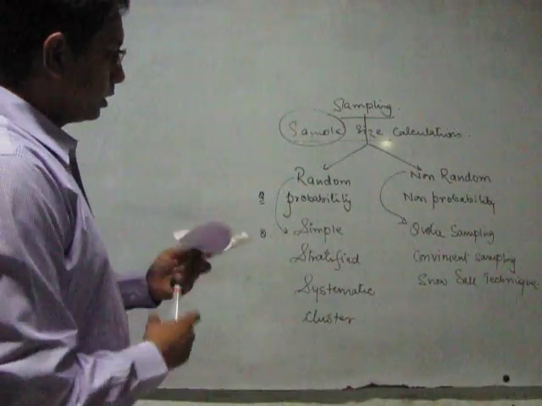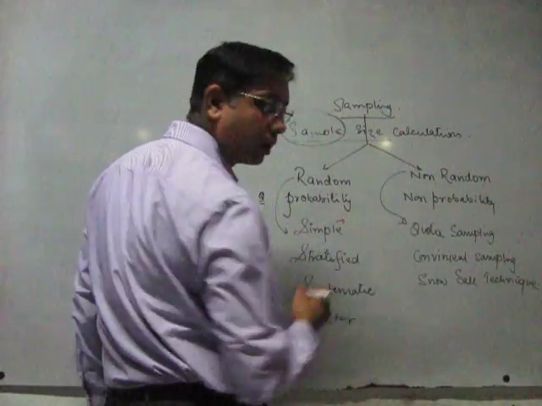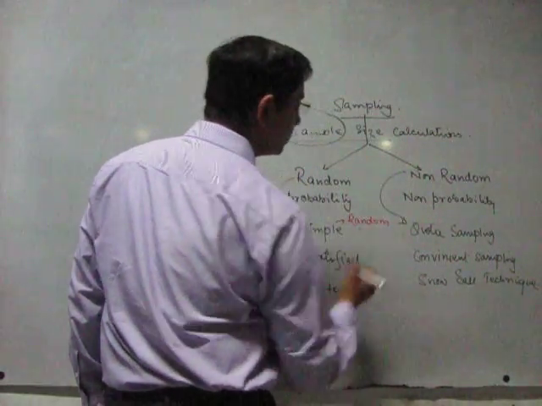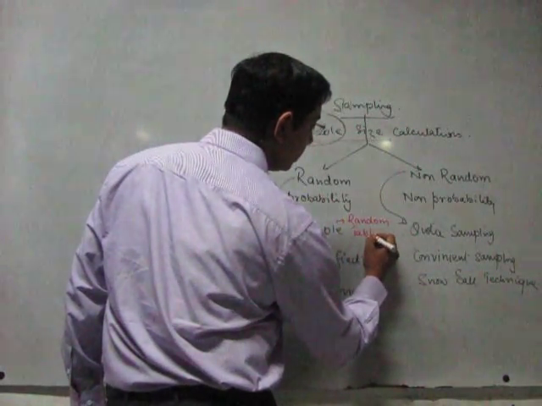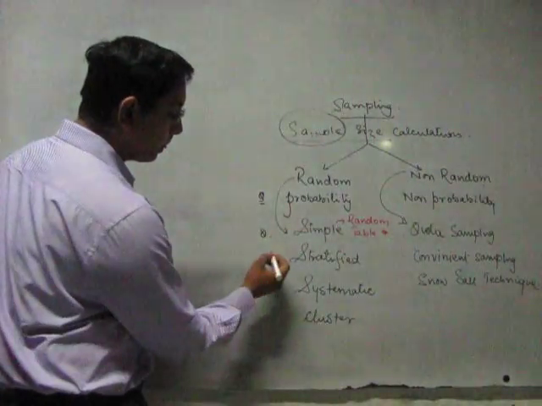One more point about all this: simple random sampling. The MCQ which has been asked, it takes into account what? It takes into account the random numbers. The random number table is a type of simple random sampling. Lottery method is again simple random.